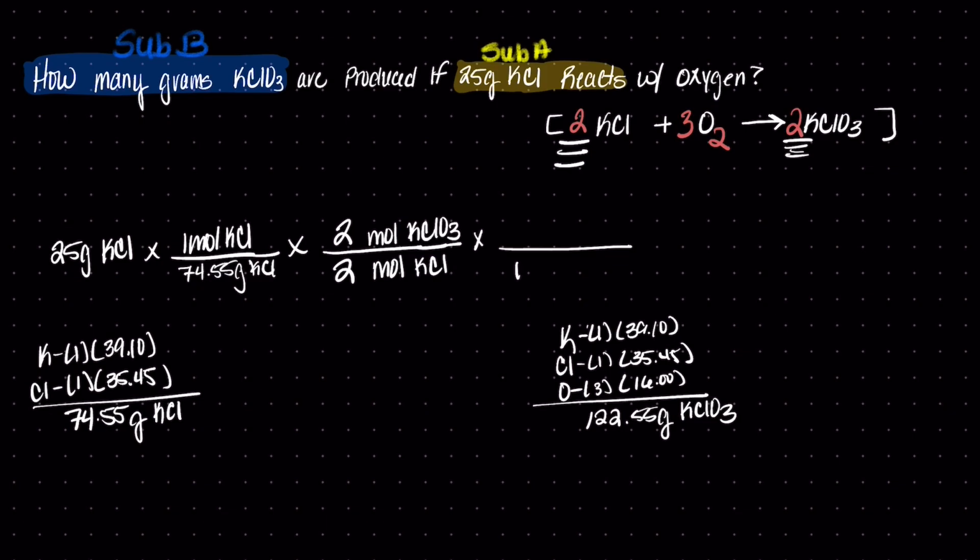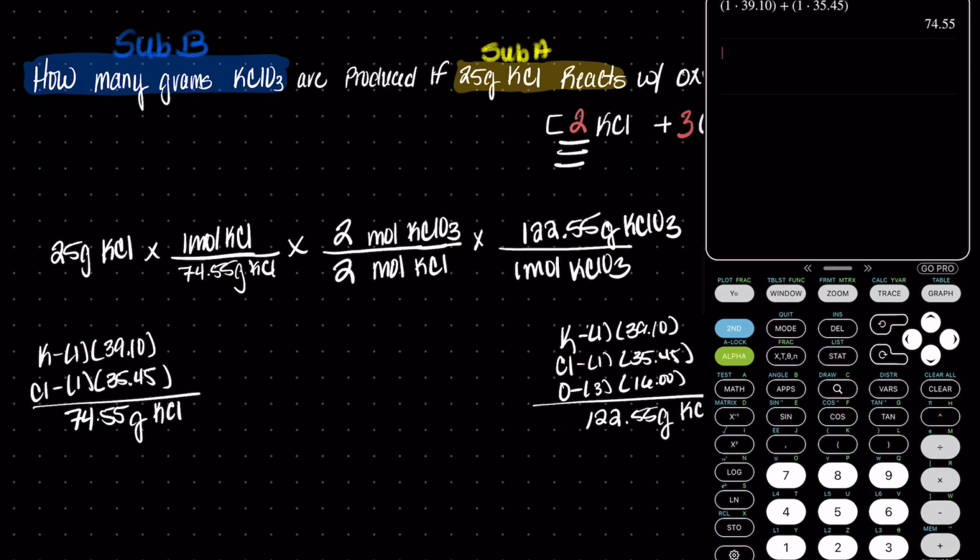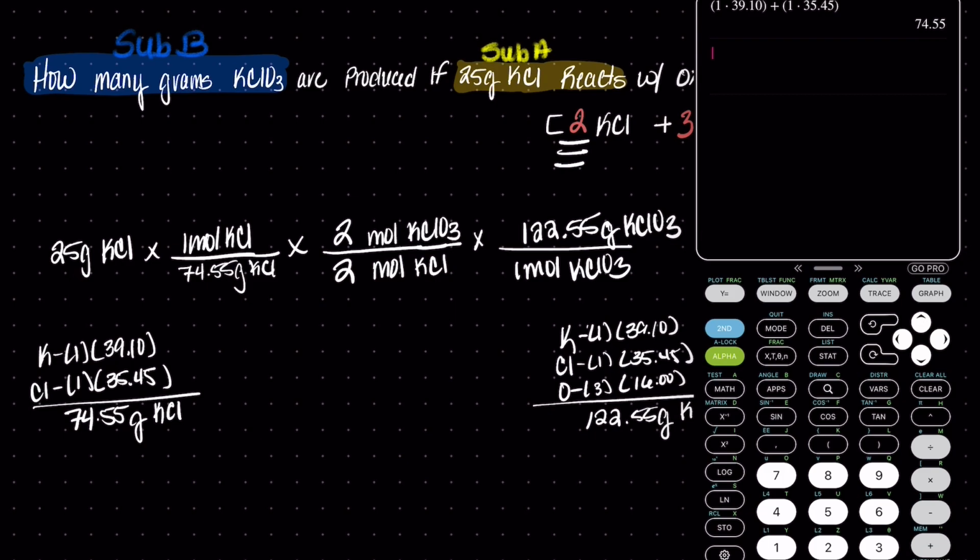Now, for every 1 mole of KClO3, I have 122.55 grams of KClO3. And just so we can see how that goes in the calculator, I'm going to put it in all at once again. If you are not confident in your use of parentheses or how to manipulate a calculator, you don't have to do this step. You can do it very stepwise like I've taught you.